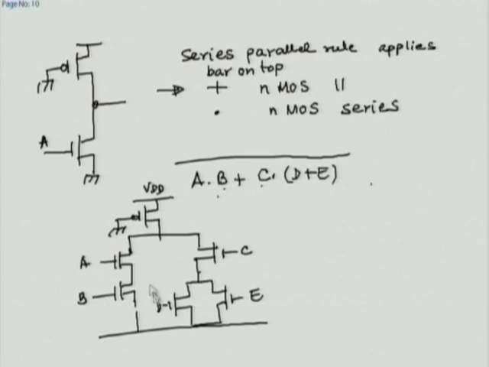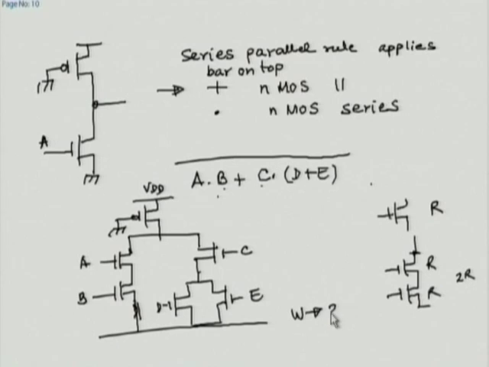Whenever you put transistors in series, their on resistance adds, and it effectively makes the transistor weaker. Therefore, for every transistor, if we have 2 transistors in series, we must increase their width by a factor of 2. So, let us say that the on resistance of a transistor is R. If I put 2 of them in series, their effective resistance will become 2R, and to bring it back to R, I must reduce the resistance of each transistor to R by 2. And that is done by increasing the width to double its value.